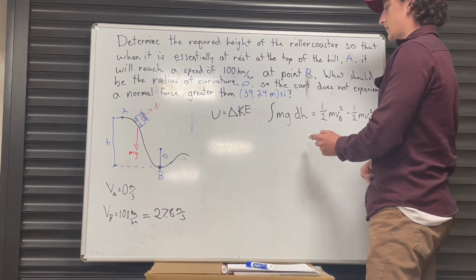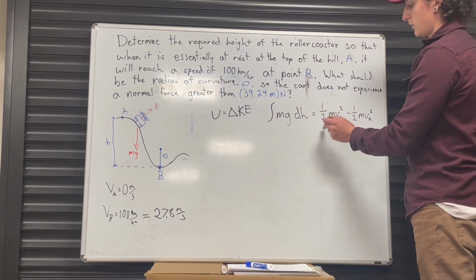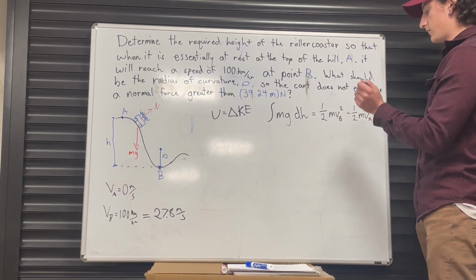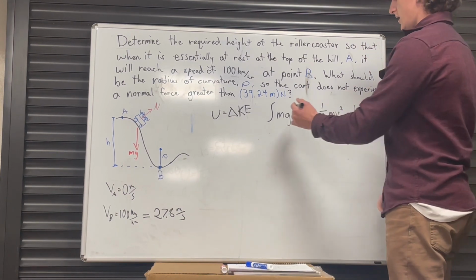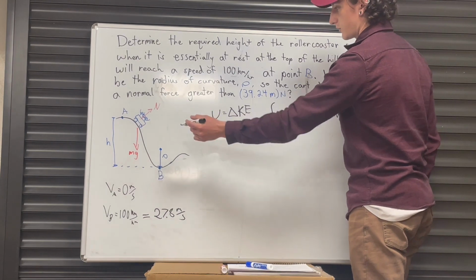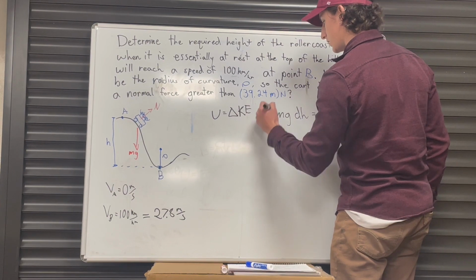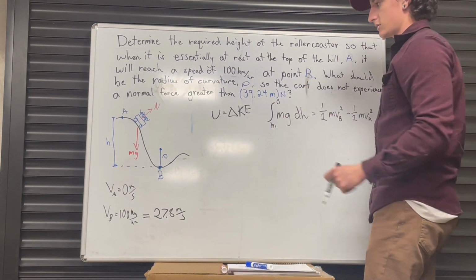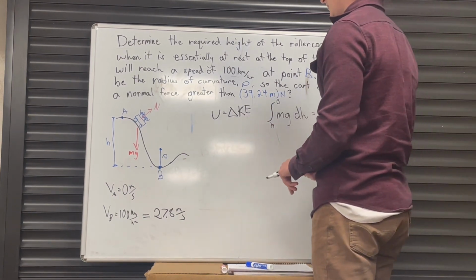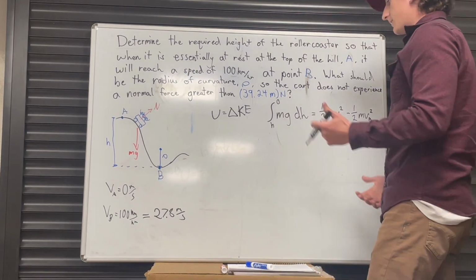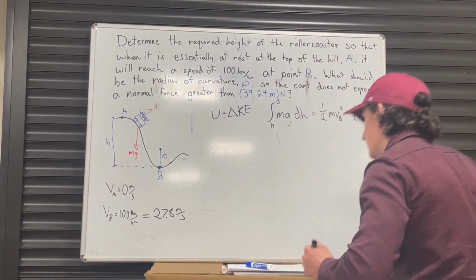So we want the integral of mg dh equals the change in kinetic energy, so 1/2 m vB squared minus 1/2 m vA squared. And the bounds on this integral would be from h to 0, because it starts at height h and goes to 0. Okay, so what we want to do is solve for h. So let's go ahead and do that.